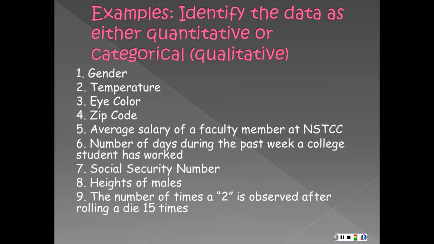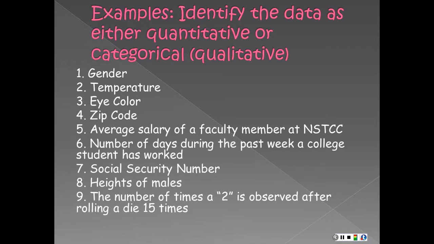So here are 9 examples where you want to identify the data as either quantitative or categorical. So gender is categorical, it's a category. Temperature is a measurement, so that would be quantitative. Eye color is a category, so that will be categorical. Zip code, again, zip codes are numbers, but they're not a measurement, and they don't count. They're just locations, so that is categorical.